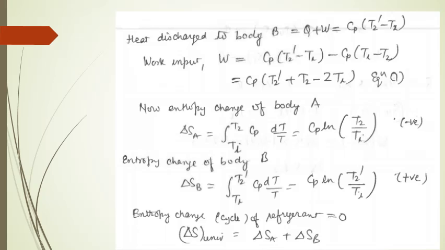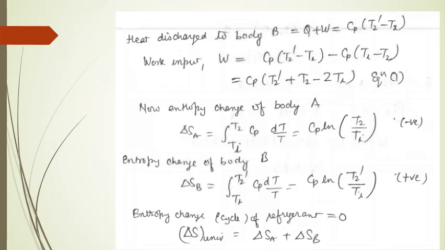Now the heat discharged to body B is equal to Q plus W, and that is equal to Cp into T2 dash minus Ti. So the work input will be equal to the heat discharged to the body B minus the heat absorbed from the body A. So that is equal to Cp into T2 dash minus Ti minus Cp into Ti minus T2. So that gives us the value Cp into T2 dash plus T2 minus 2Ti.